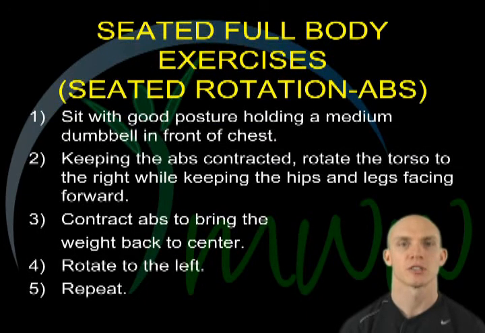Seated full body exercises. Seated rotation for abs. Now we will do an exercise specifically for your core. Sit up straight, holding a dumbbell in front of your chest. With your abs tight, rotate the torso to the right while keeping the hips and legs facing forward. Contract your abs to bring the weight back to center and then rotate to the left. Repeat this exercise as the movement to the left and the right counts as 1 repetition.